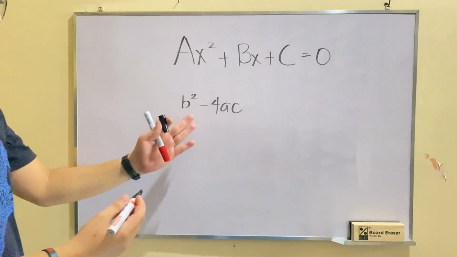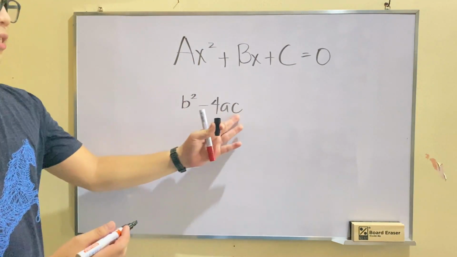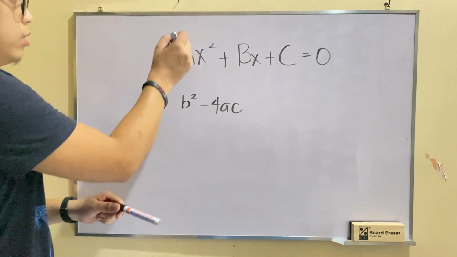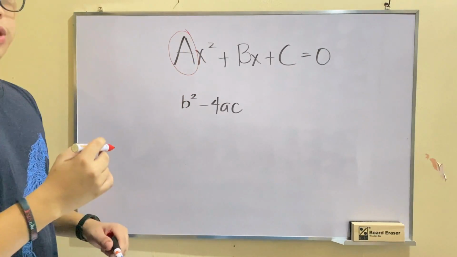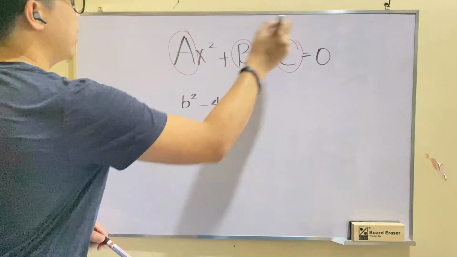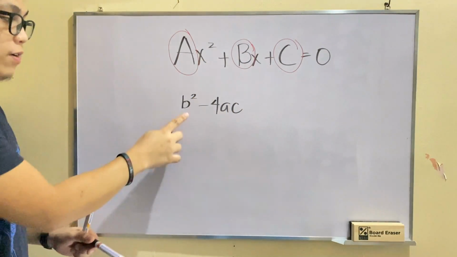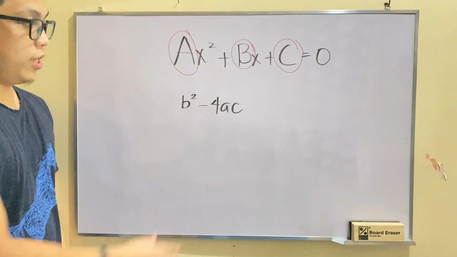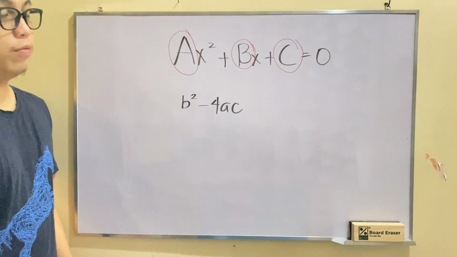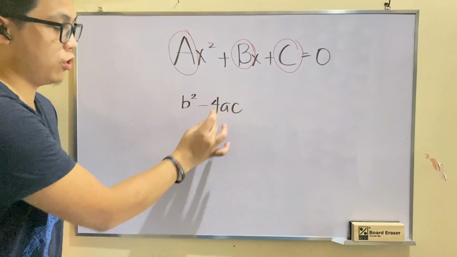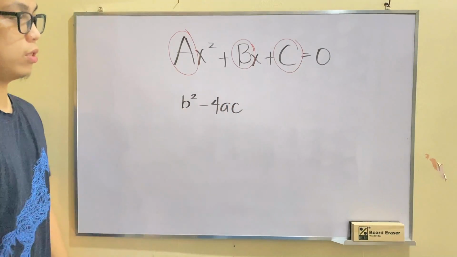Saan natin makukuha si B, saan natin makukuha si A, at saan natin makukuha si C? So si A is ito mula sa isang quadratic equation, si B is ito, then si C is yung constant. So dyan natin makukuha ang value ng B, ni A, at ni C. Okay, so if ever na makuha natin ang value or masubstitute natin ang value ng A, B, and C sa equation na ito, of course, magkakaroon tayo ng sagot.